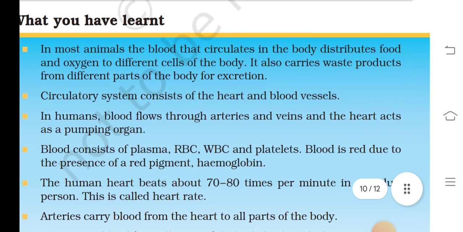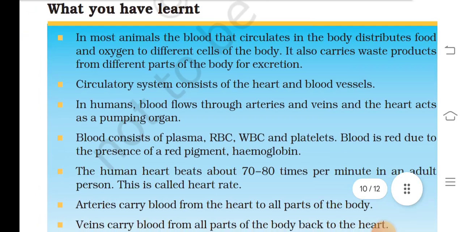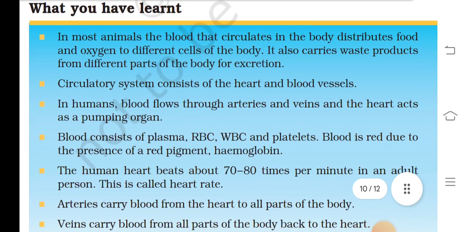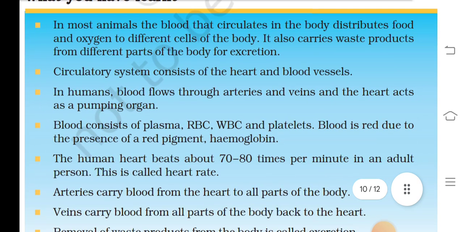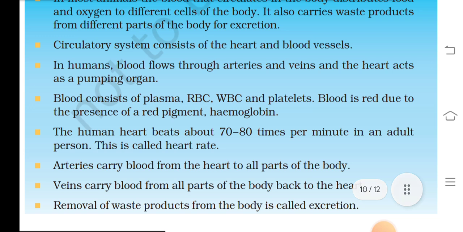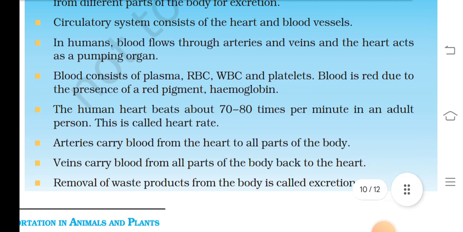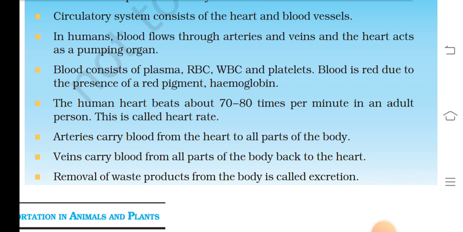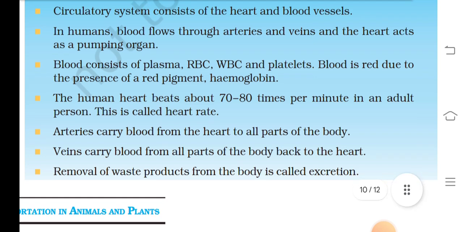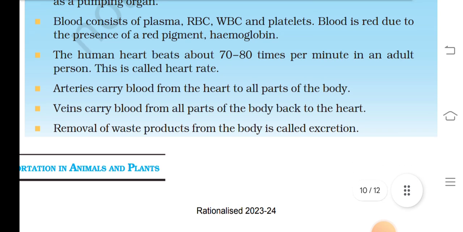What did you learn? In most animals, the blood that circulates in the body distributes food and oxygen to different cells of the body. It also carries waste products from different parts of the body for excretion. The circulatory system consists of the heart and blood vessels. In humans, blood flows through the arteries and veins, and the heart acts as the pumping organ. Blood consists of plasma, RBC, WBC and platelets. Blood is red due to the presence of the red pigment hemoglobin. The human heart beats about 70-80 times per minute in an adult person. This is called heart rate.